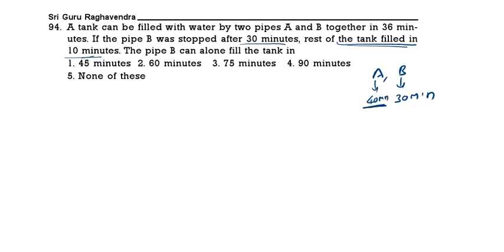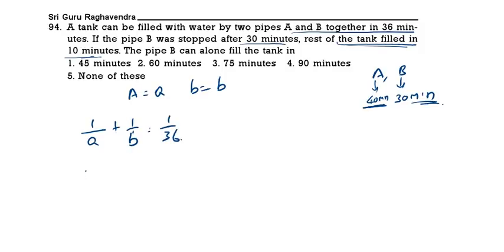A is working for 40 minutes, B is working for 30 minutes. Let A fill the tank in A hours, B in B hours. Now what is given? If the two are opened together, they will fill it in 36 minutes. So 1 by A plus 1 by B is equal to 1 by 36.